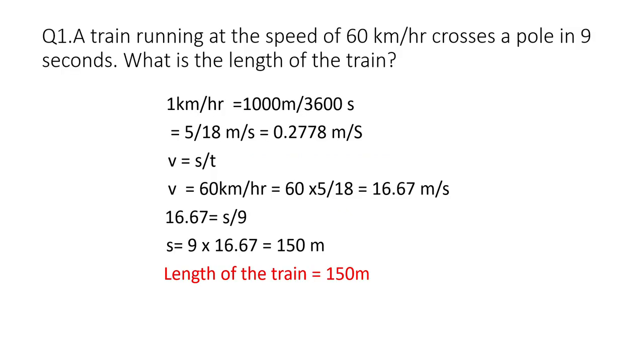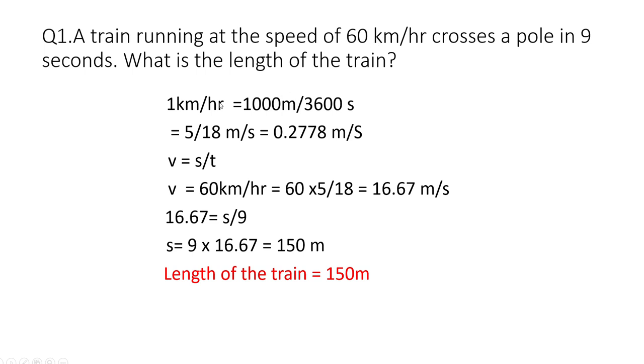So, first question is: a train running at a speed of 60 km per hour crosses a pole in 9 seconds. What is the length of the train? Here, the speed is given in kilometer per hour and time in seconds. So, we want to convert this speed into meter per second.